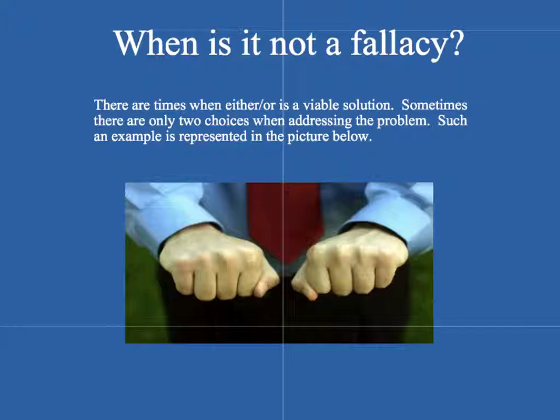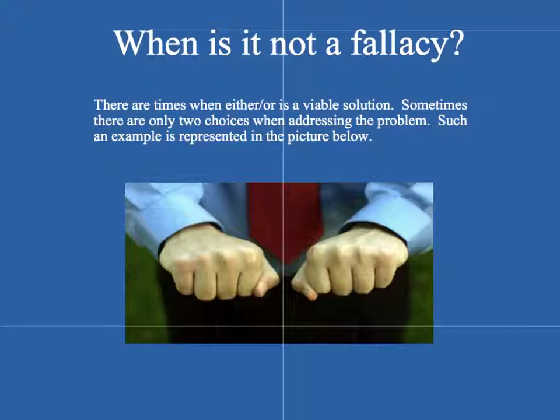So in conclusion, an either-or fallacy must be able to demonstrate that at least one or more relevant and meaningful choices are available. If there is no other choice available, that just makes it an either-or solution or question or problem.